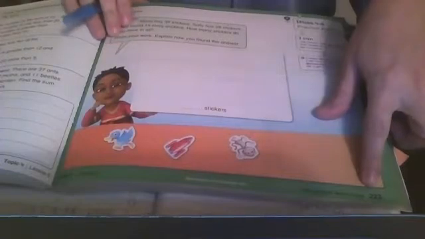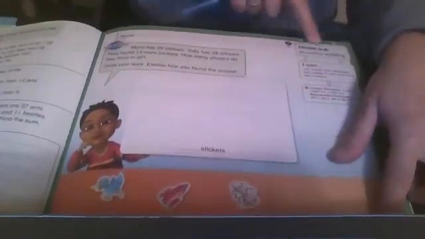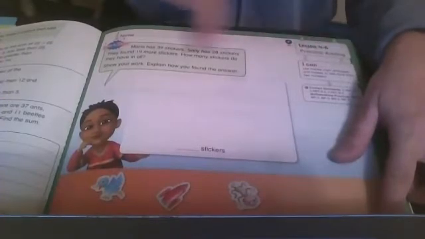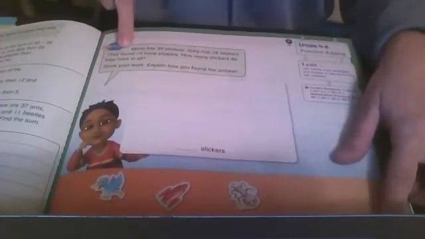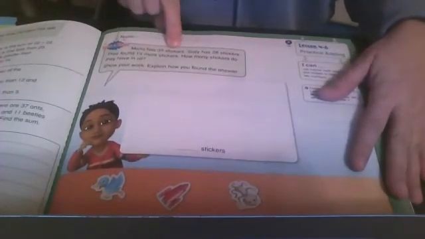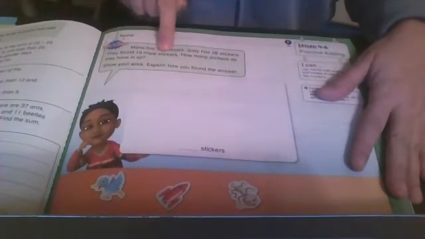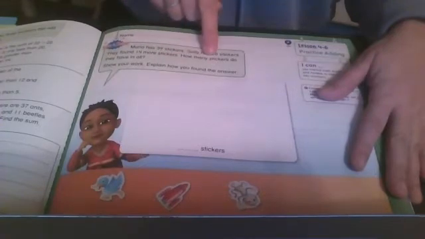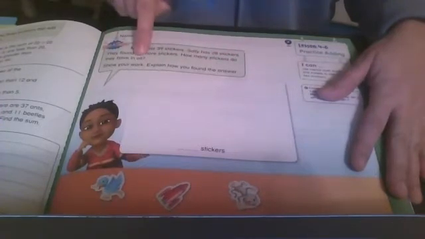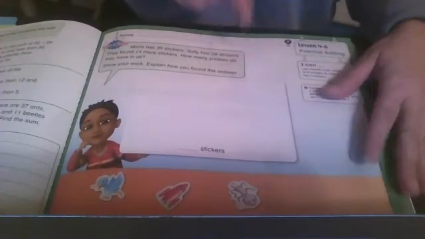Here we are on page 223. We have Carlos on that page. It's lesson 4-6. And I'm going to go ahead and read the story to you while you follow along, okay? It says, Maria has 39 stickers. Sally has 28 stickers. They found 14 more stickers. How many stickers do they have in all? Show your work. Explain how you found your answer.